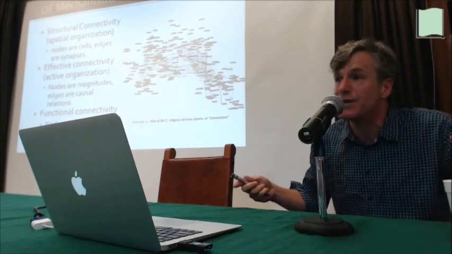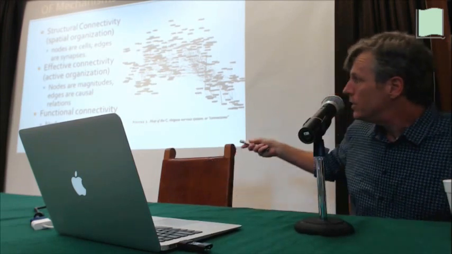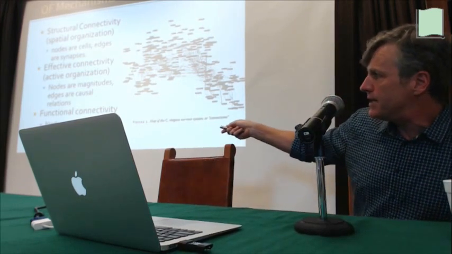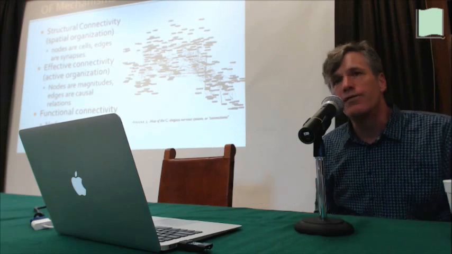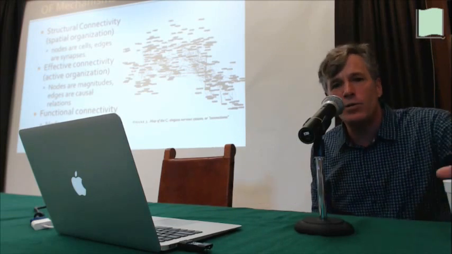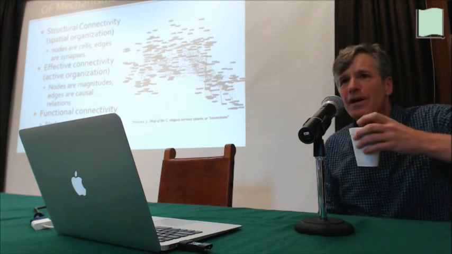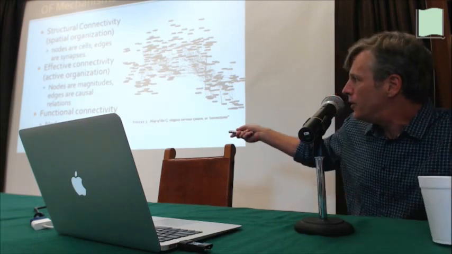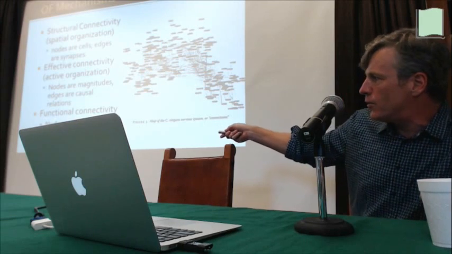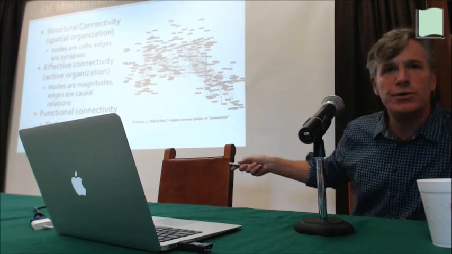And then the third kind of connectivity that I'll talk about today is what's called functional connectivity, which is perhaps the worst term for something that I've heard recently. Functional connectivity, in that case, the nodes in the network are going to be magnitudes, and the edges are going to be correlations between the magnitudes.